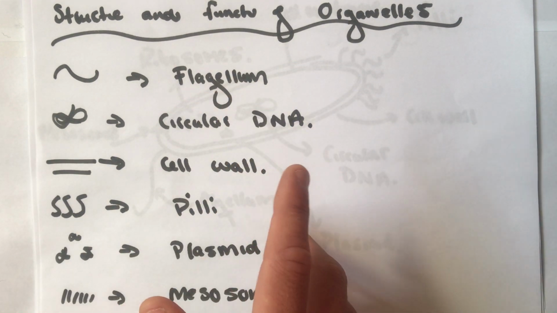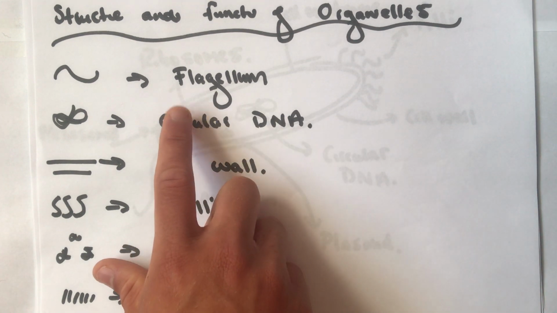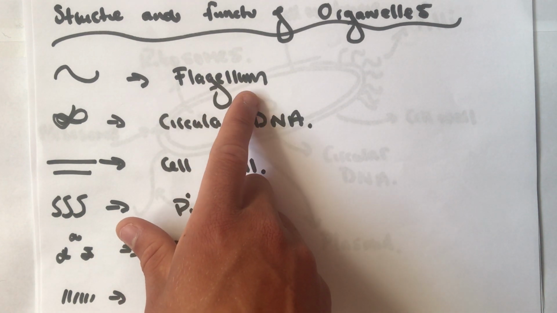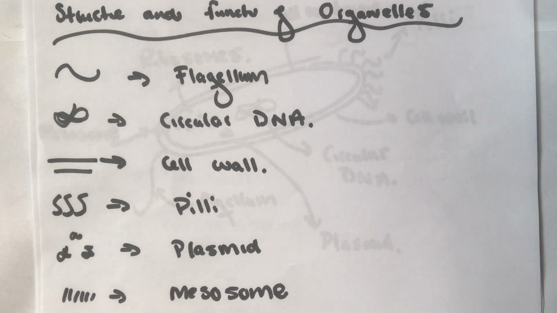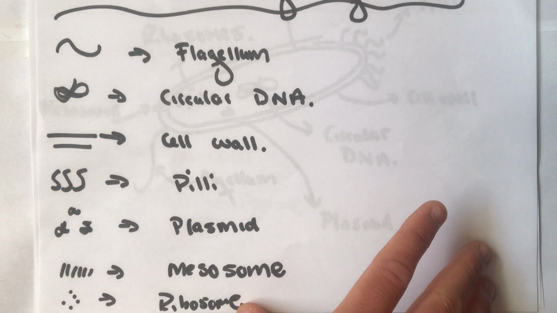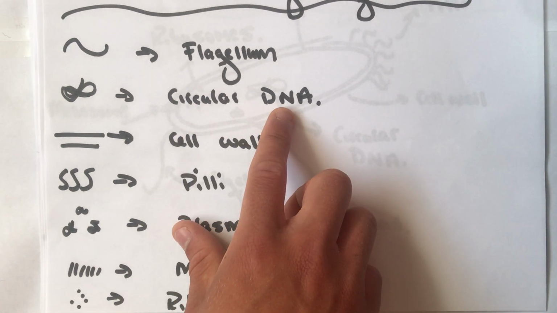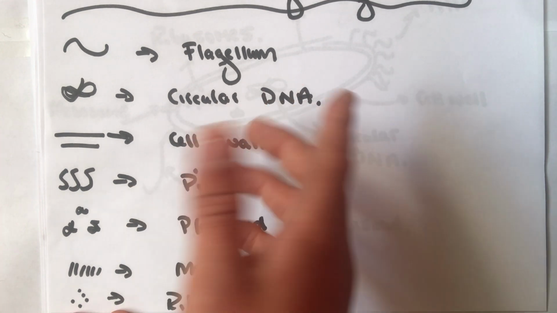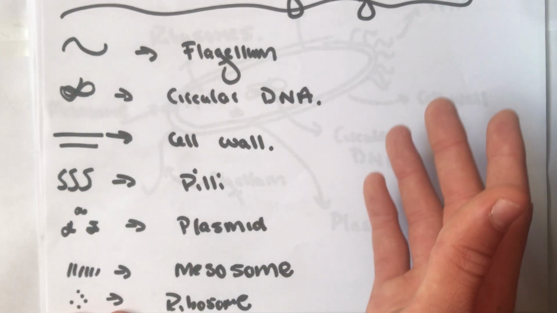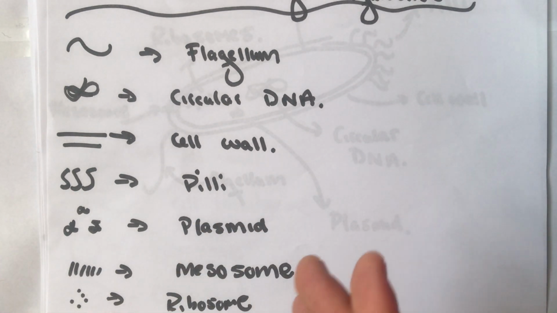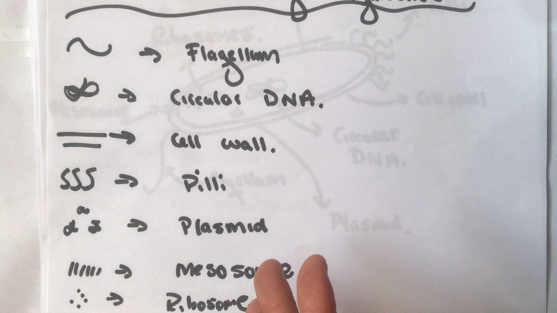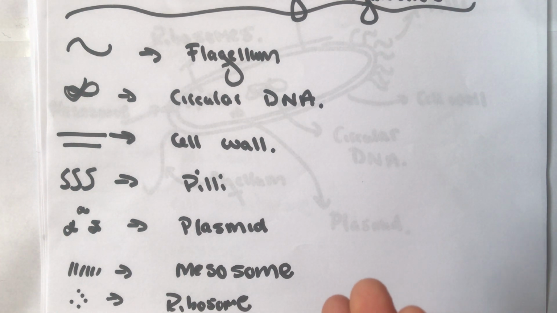It has a small motor at the base of the flagellum, and it is used to provide movement to the cell. Circular DNA is the main store of genetic information within the bacteria cell. So the bacteria cell, like I've just said, is a prokaryotic cell and does not contain its DNA or genetic information within a nucleus, and therefore it lies free in the cytoplasm.